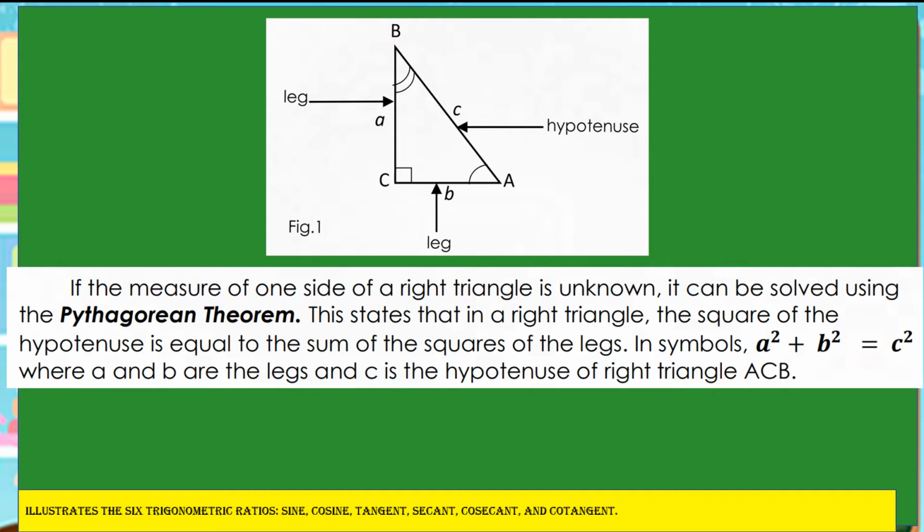If the measure of one side of the right triangle is unknown, it can be solved using the Pythagorean theorem. The Pythagorean theorem states that in a right triangle, the square of the hypotenuse is equal to the sum of the squares of the legs. In symbols, a squared plus b squared equals c squared, where a and b are the legs and c is the hypotenuse of the right triangle ACB.